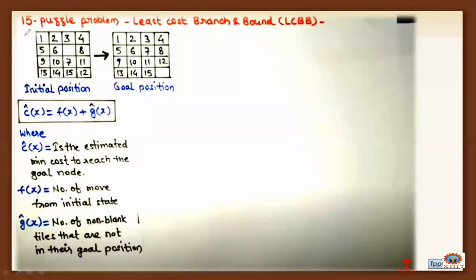Now, this is the given problem. In the given problem, the numbers are arranged in a randomized order. This is called the initial position. In the initial position, the numbers are arranged in a 4 by 4, that is a 16-frame chart, in a randomized order. And we need to arrange the numbers in a sequential order in the frame. So this is called the goal position.